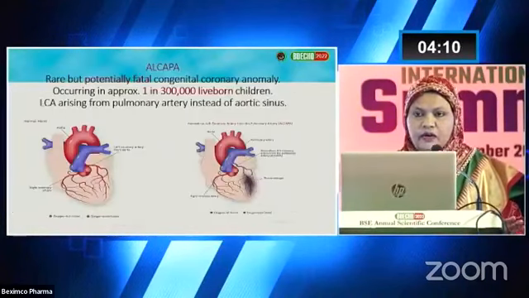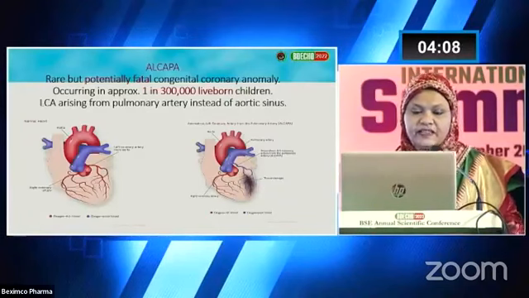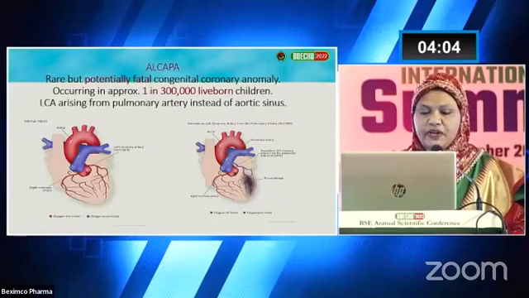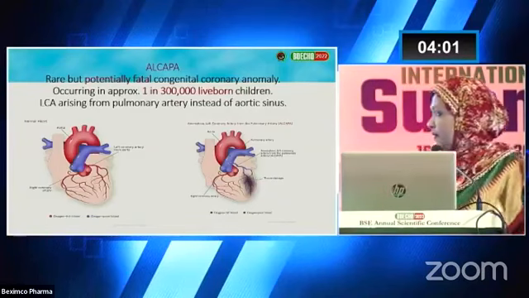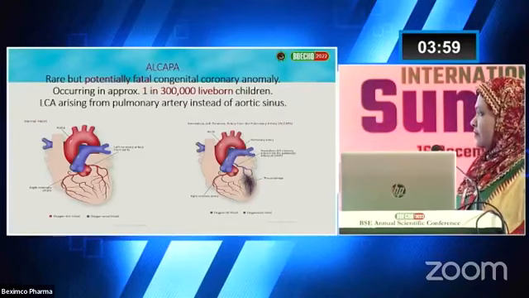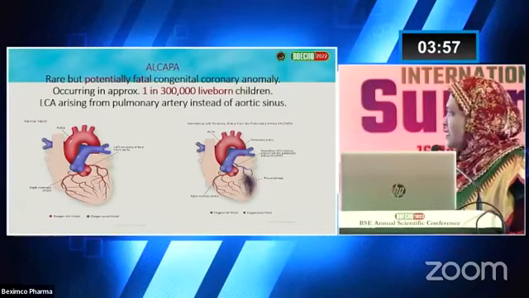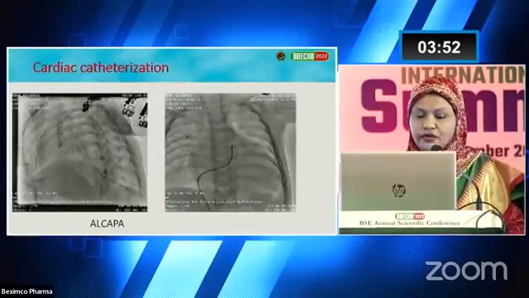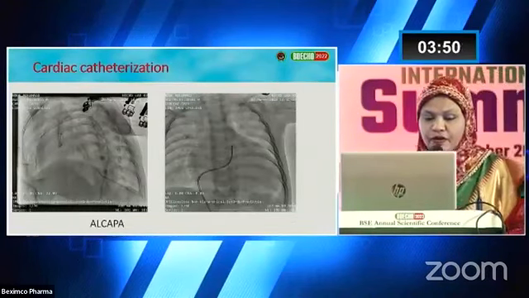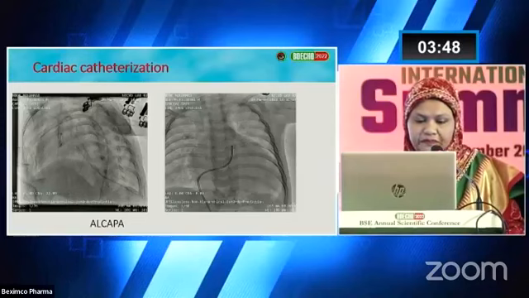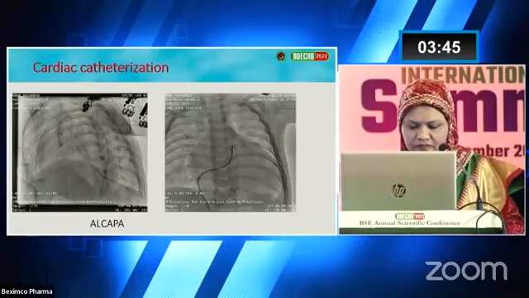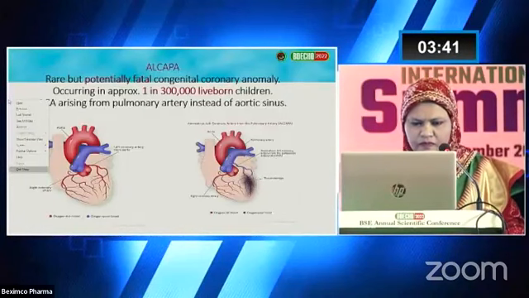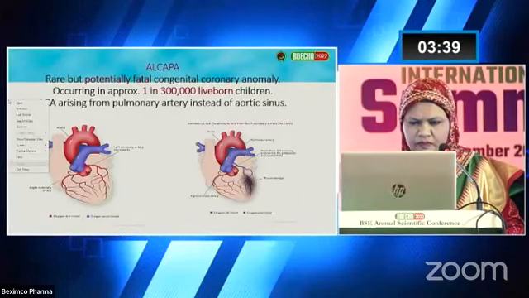With all these findings, we think of anomalous origin of the left coronary artery from the pulmonary artery. Aortic root? You have not done the aortic root? You showed only the pulmonary artery angio. You didn't show the aortic root. We did the root aortogram, sir. Show me that. Because when you do the pulmonary artery, that's a low pressure, it will not go. You have to do the selective.